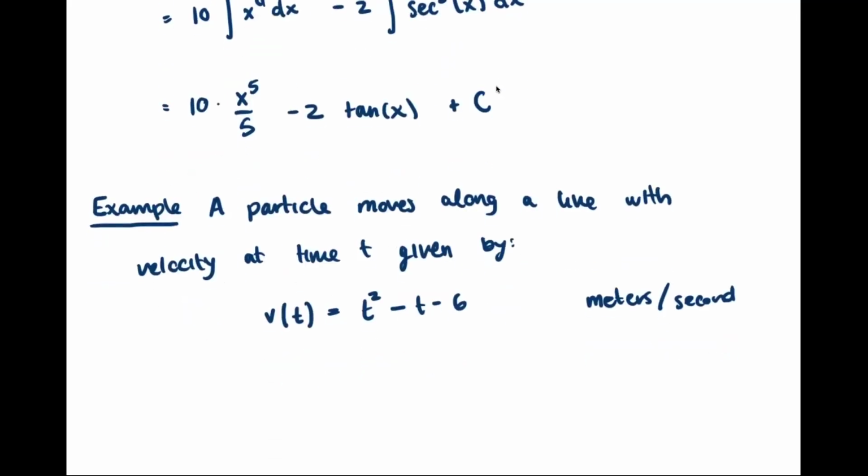And then we're asked to find the displacement at time t equal to 4. So the particle is moving with some velocity that might be positive and negative, and then we have to find its total displacement. So how much does its final position differ from its initial position at time t equals 4?